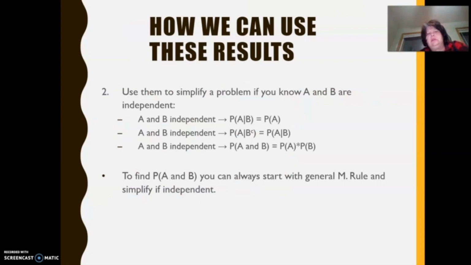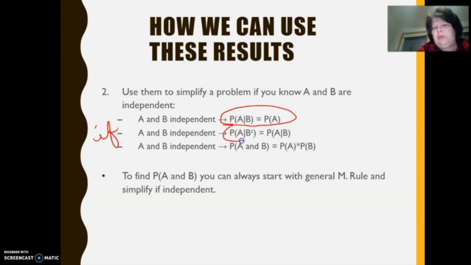You can use the results to simplify a problem. If you know you have independence, you can use the result. So they go both directions. So if A and B are independent, then you can say that P of A given B just becomes P of A, and you can go on your way solving the problem. It also means that P of A for the B's is the same as P of A for the not B's. And you can break down P of A and B into P of A times P of B.